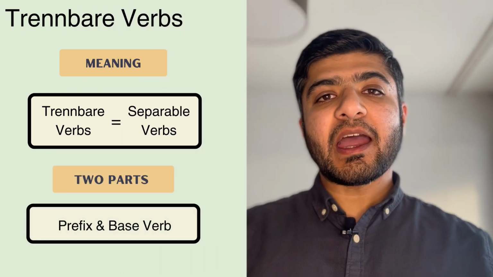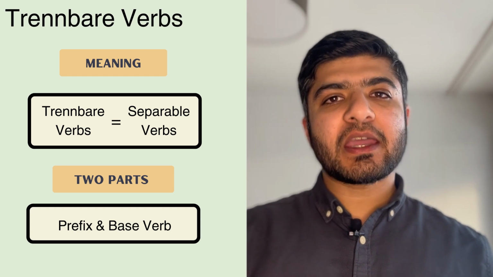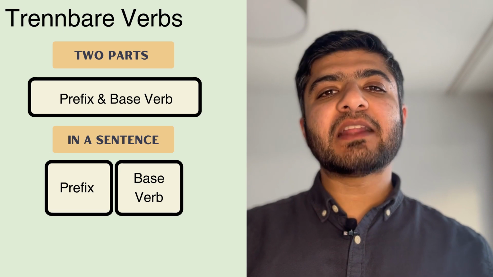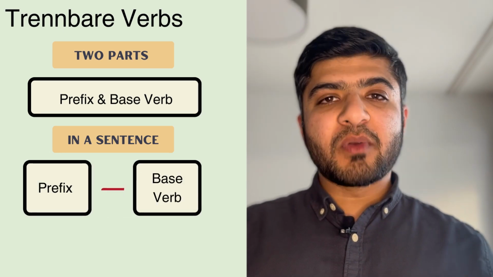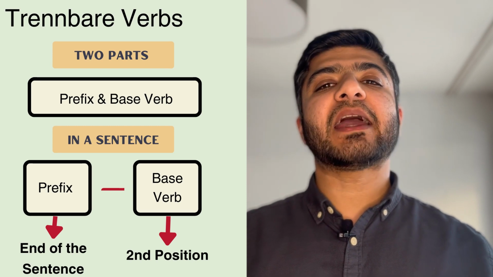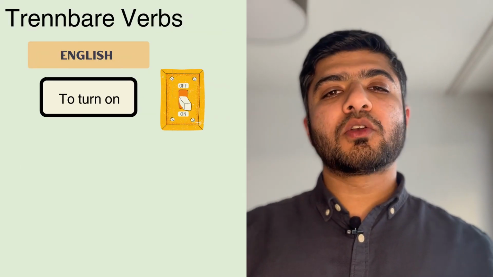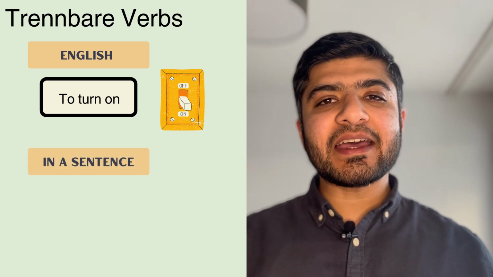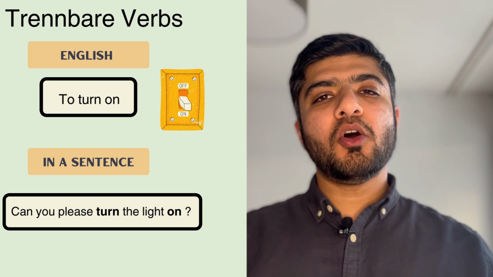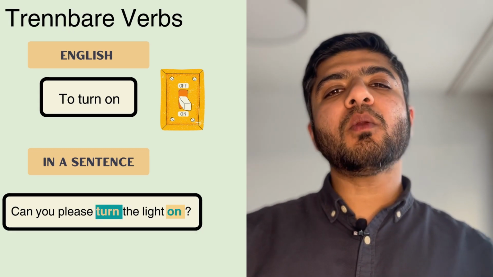These verbs have two parts, a prefix and a base verb. When they are used in a sentence, the prefix and the base verb are separated. The prefix goes to the end of the sentence and the base verb comes at the second position. In English, there are also verbs which have two parts. An example of such a verb is to turn on. In English, it is sometimes used in a sentence as, can you please turn the light on? So you see how turn came first and on went to the end.